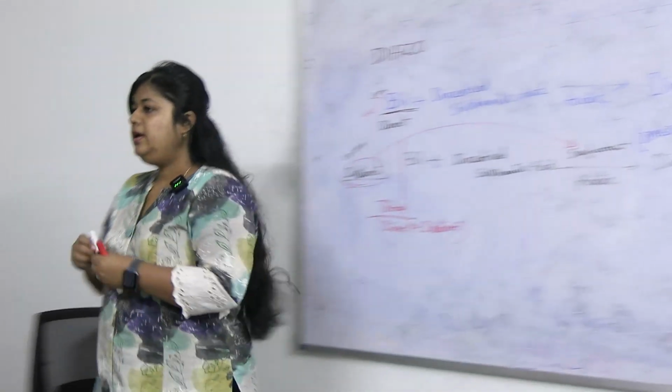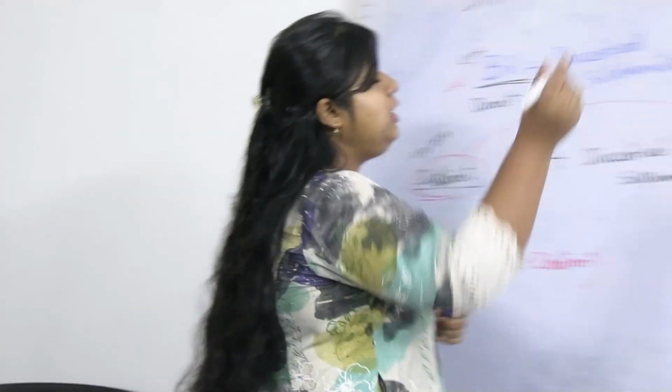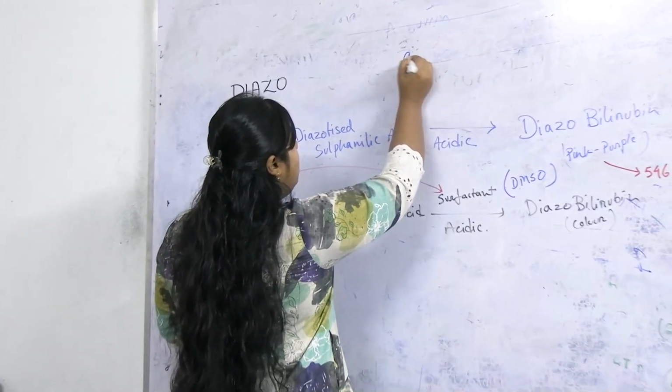Now, here one thing: no standard is given. In all other tests, we have a standard solution given where we can compare whether our machine is running well or not, or whether it is giving proper values or not. But here in bilirubin, no standard is given. What is provided is a factor. And what is the factor?